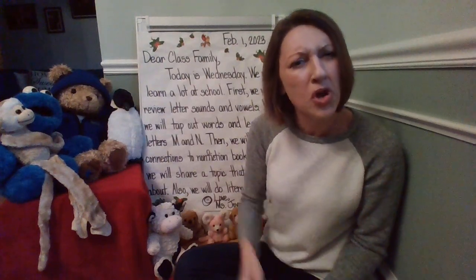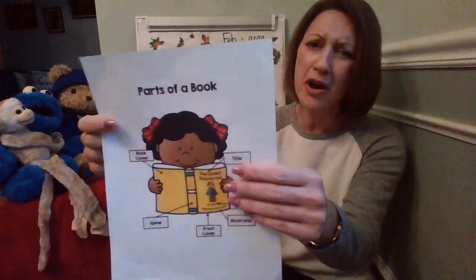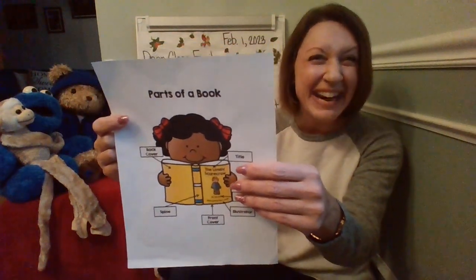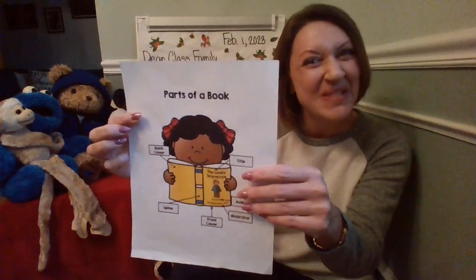So good readers make connections to books all the time. So as we're reading the book, we're going to think, how does that relate to what I have experienced? We're going to make connections. We're going to ask and answer questions. Before we read the book, we are going to review the parts of a book song. Shout out to Jack Hartman's YouTube channel. We'll be using that. Let's review the parts of a book.